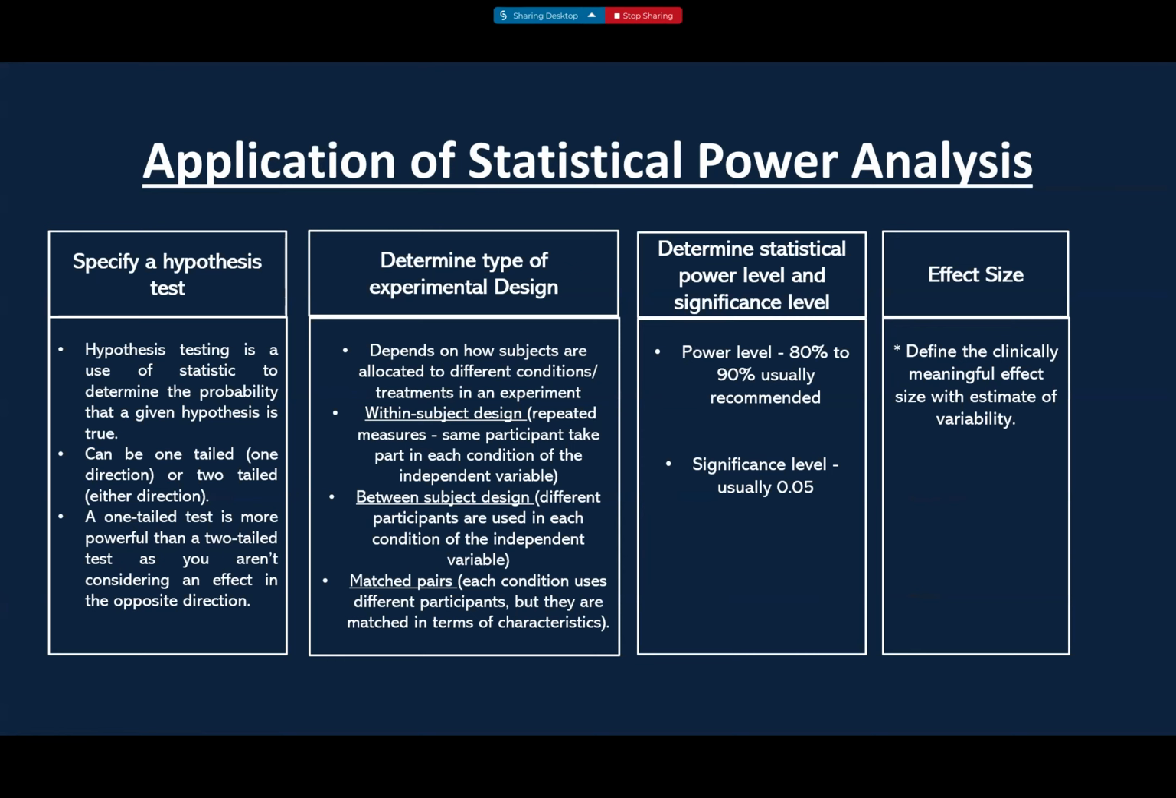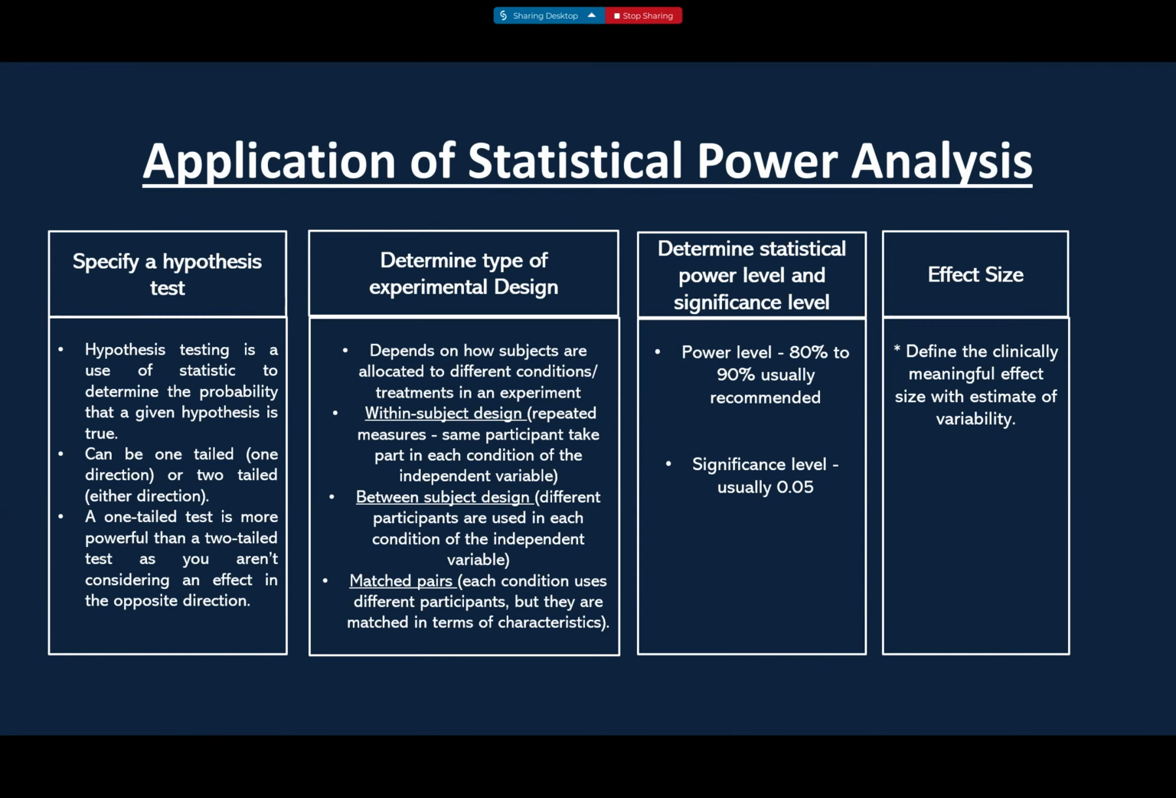Here's the application of statistical power analysis. First and foremost, a step is to specify a hypothesis test. It's pretty much based off of your research question of interest, your hypothesis test, which is using statistics to determine the probability that a given hypothesis is true. It can be either one-tailed, which is one direction, or two-tailed, going towards both directions. Usually a one-tailed test is more powerful than a two-tailed test because you're not considering an effect in the opposite direction.